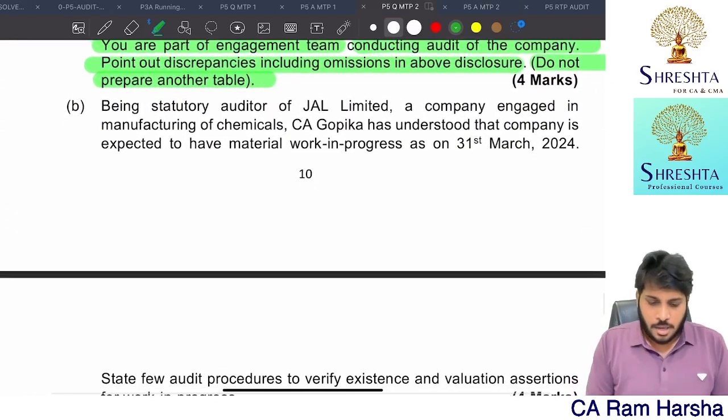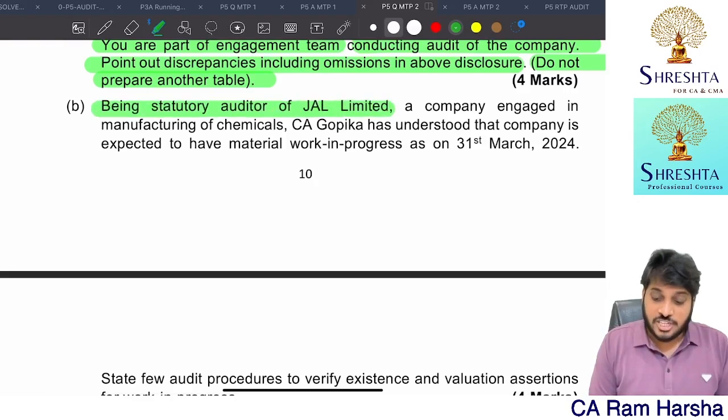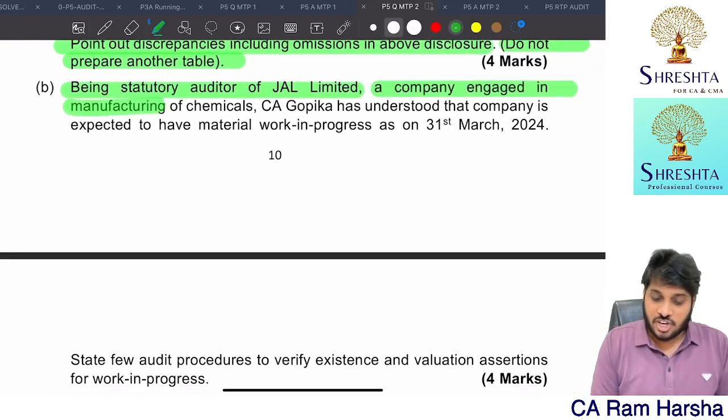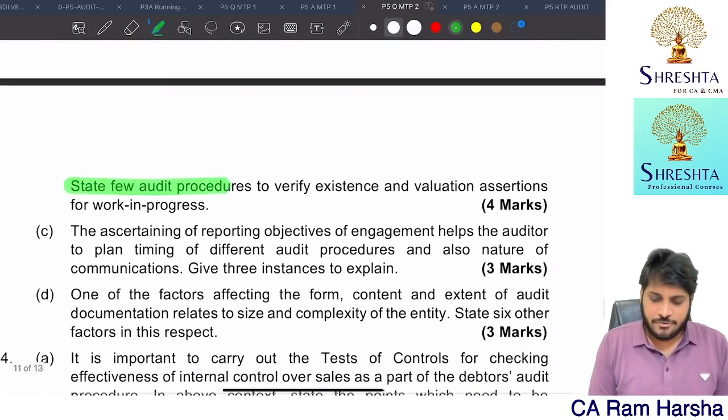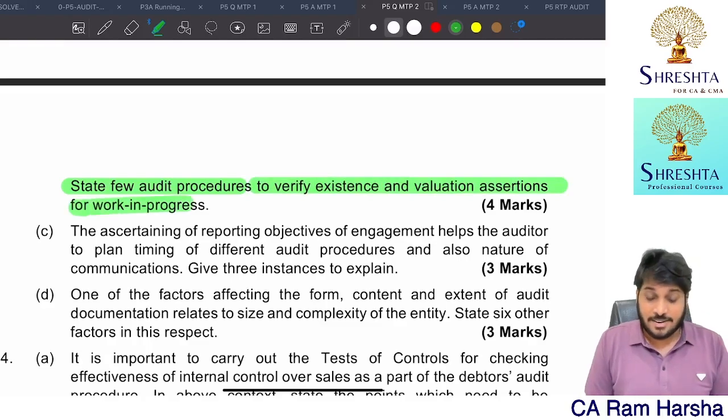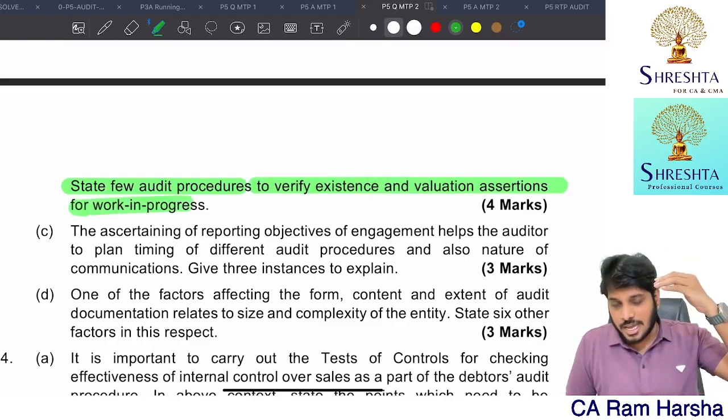Next. Being statutory audit of JAL Limited, a company engaged in manufacturing of chemicals, CA Gopika has understood that the company is expected to have material work in progress as on 31st March. State few procedures required to verify existence and valuation of work in progress. It's an item of financial statements audit, inventory audit, work in progress audit.